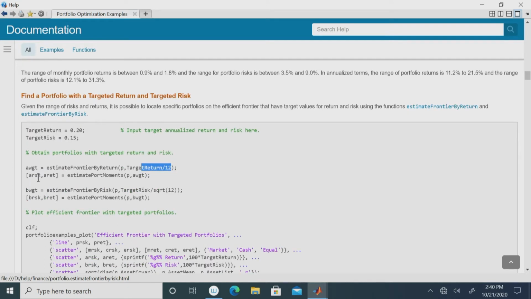In this case ARSK and ART are going to basically give us the target return on a monthly basis. That means it is going to give us the efficient portfolio with the targeted return of 20% per annum. And in the second case, you see that we are taking the target risk and dividing by the square root of 12. Remember that I said that we have to divide this by the square root of capital T. So, in this case we get the efficient frontier for the second case when our target risk has been set at 15%.